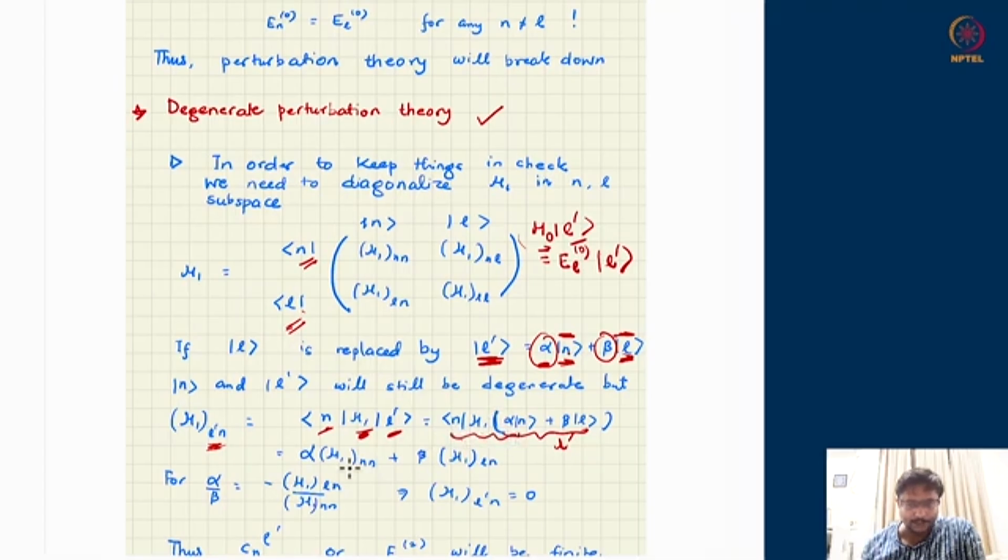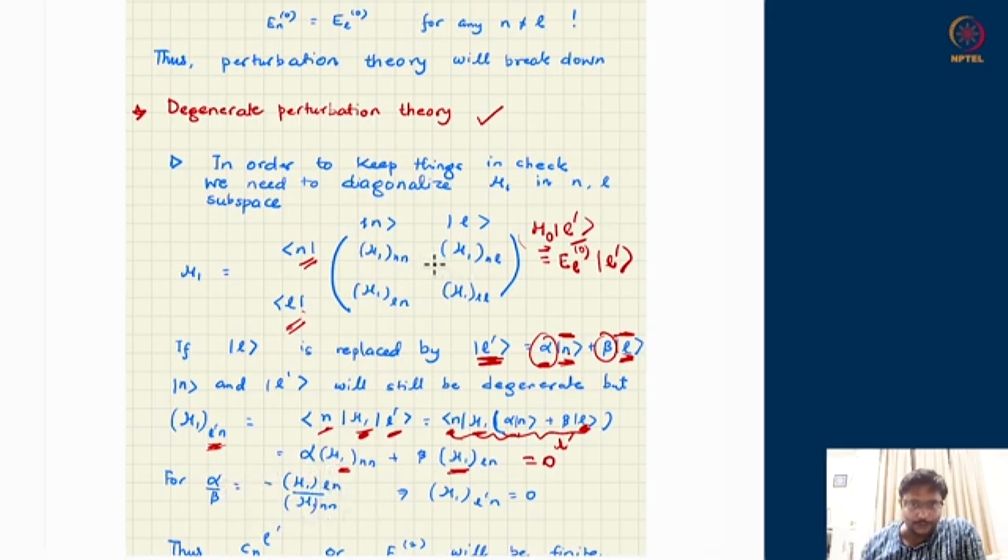This term is nothing but H1NN, and the second term is nothing but H1LN, because L comes from the left, H1 is in the middle, N is from the right. The other way, L is on the right, H1 is in the middle, N comes from the left. So I get an H1LN. This I want to be 0. If this is 0, then the coefficients alpha and beta should be related like this.